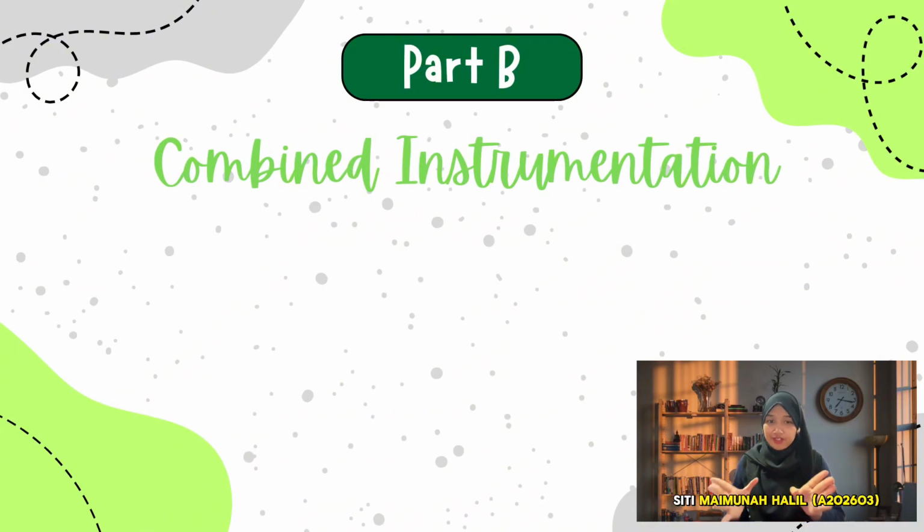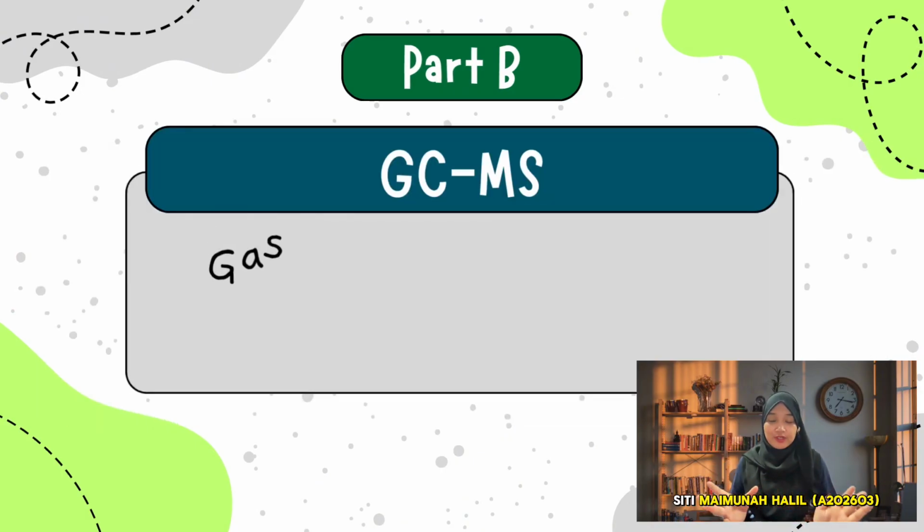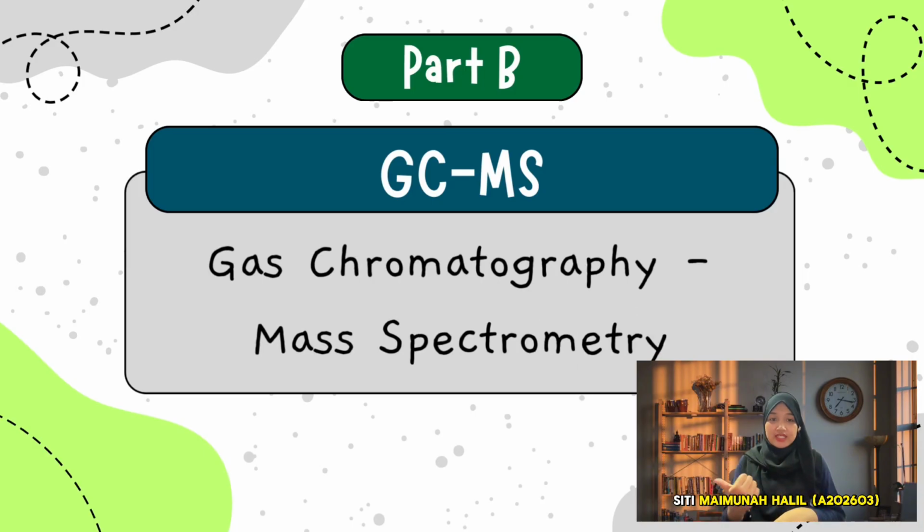Today I will explain this particular combined instrumentation, which is GCMS, that stands for gas chromatography mass spectrometry, a combination of GC and MS. It is a powerful analytical technique used to separate, identify and quantify compounds in complex mixtures.